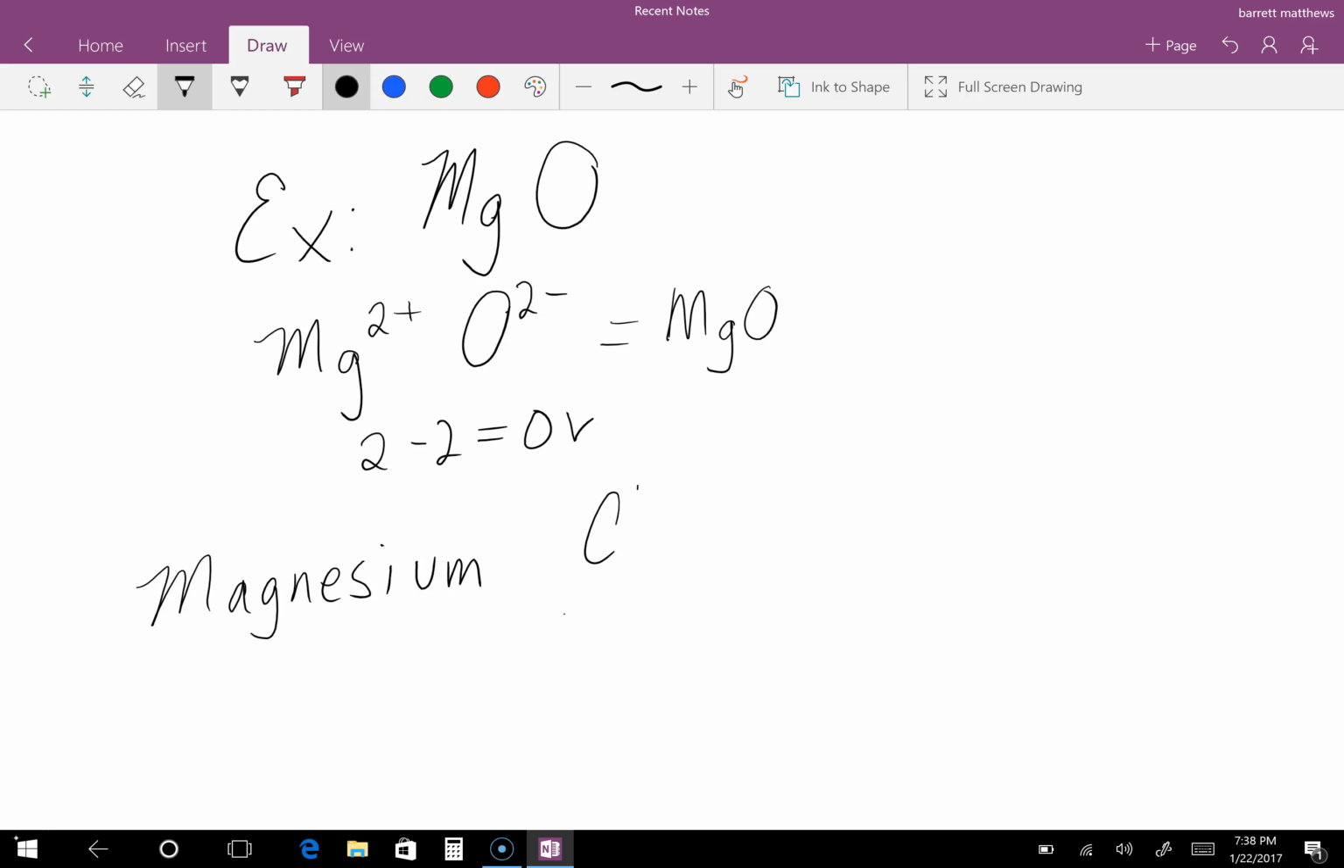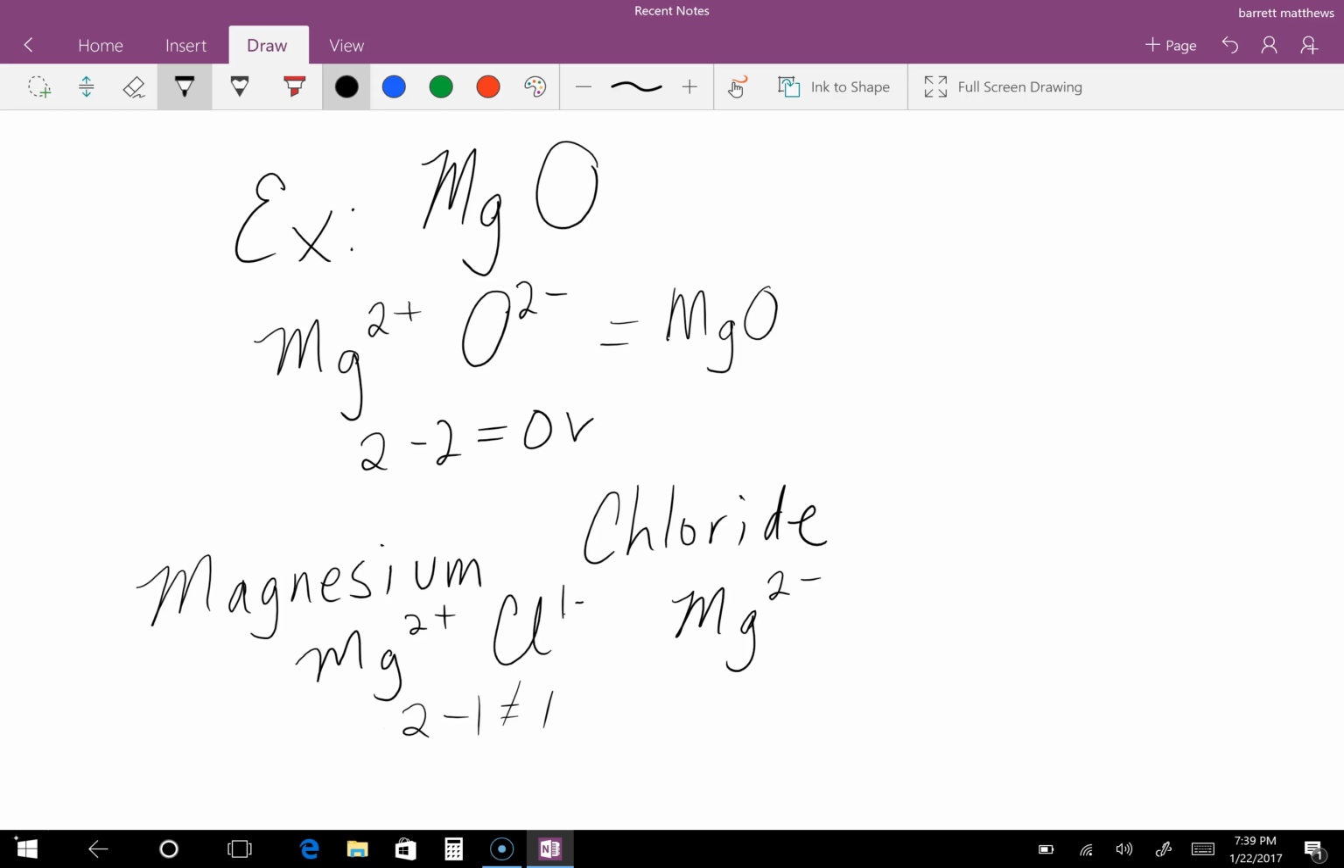So I can write out the word magnesium chloride here. Now, when you read this, what is the correct formula? Magnesium is +2 and chloride is -1. 2 minus 1 is 1. This is not 0. So I need to find a common number between it, and that is 2. If I double the chlorine and have a single magnesium, then I get 2 minus 2, which is 0. So the correct formula is MgCl2.